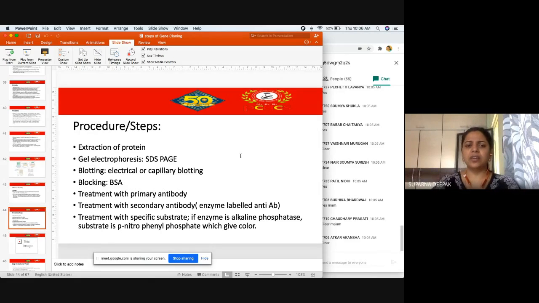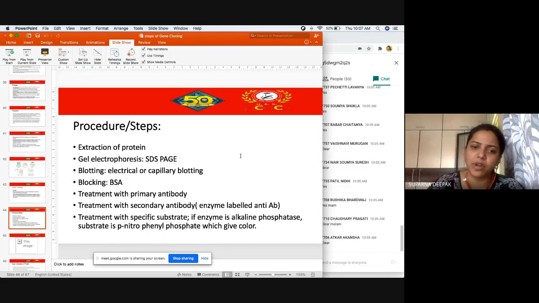So these are the steps that you have. Almost the initial steps are going to remain the same. What you're going to change is the treatment, or the detection method. The first step is the extraction of the protein. Once it has been extracted, again there would be gel electrophoresis, SDS-PAGE, to separate it out. Then electrical or capillary blotting, or a combination of that, which we use today, to blot it onto your nitrocellulose membrane.